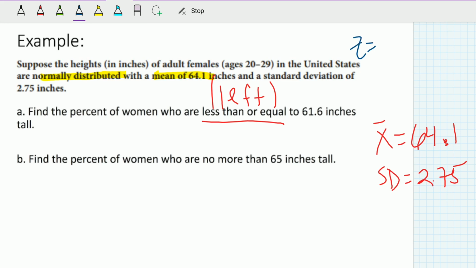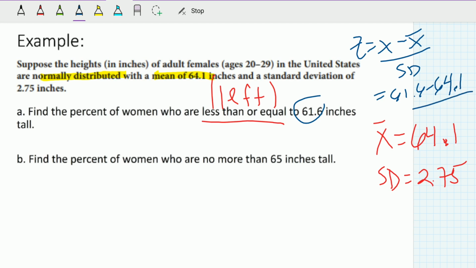So the z-score formula, for those of you guys, you should have this formula written down or memorized at this point, just because you've been using it for a little bit, okay? So that right there is raw score minus mean over standard deviation. So for this problem, the raw score, or the raw height that we're talking about, is 61.6. So it'll be 61.6 minus the mean, which is 64.1, and then all over the standard deviation, which is 2.75. Yeah, I know it looks really messy, but whatever.